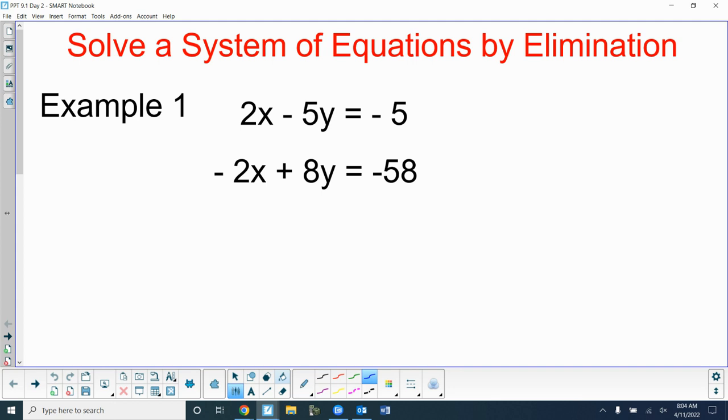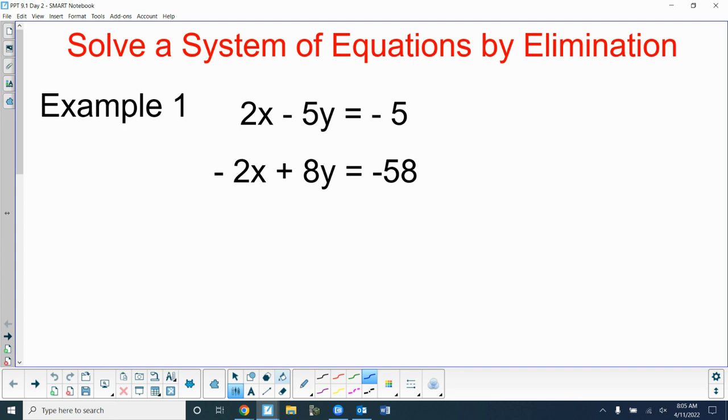So I look first at the coefficients. And if they have the same number in front, that's the one I'm going to eliminate. So in this problem, which one am I going to eliminate? The x's. They have the same number in front, right? They both have 2's in front.